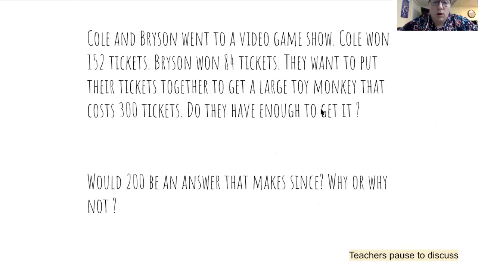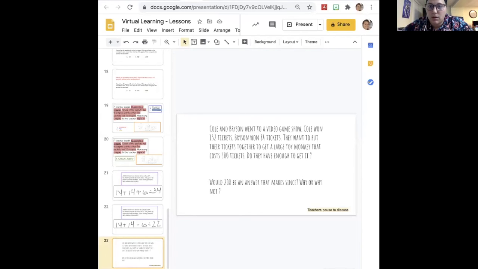So one more to go through that I want you to work out or have a discussion about. So Cole and Bryson went to the video game show. Cole won 152 tickets. Bryson won 84 tickets. They want to put their tickets together to get a large toy monkey that costs 300 tickets. Do they have enough to get it? Oh no, I messed up. Pause.